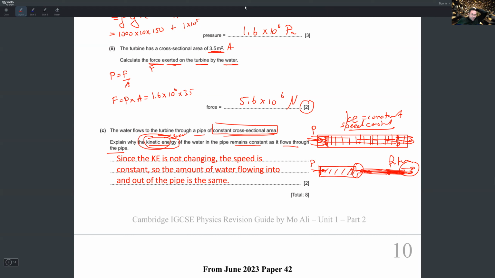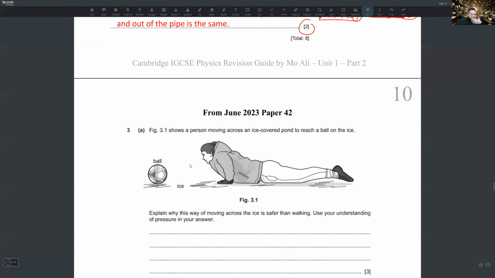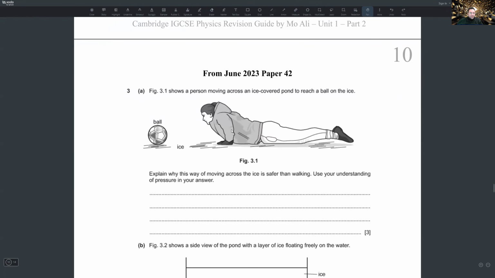Kinetic energy was only there so we can add one more mark, and you tell him: if the kinetic energy does not change, then the speed does not change, and if the speed does not change, then the amount of water going in equals the amount of water going out. Makes sense because the area is constant. That's the answer. His use of the term kinetic energy here was very misleading because he's trying to make it harder. Yeah, next.